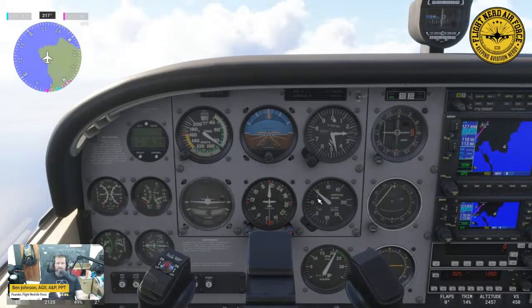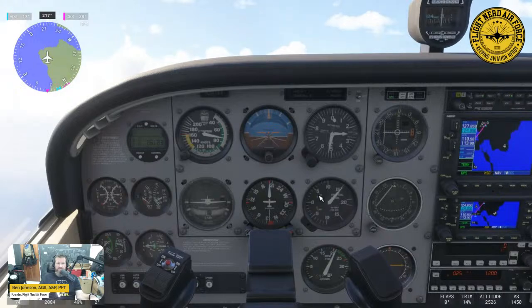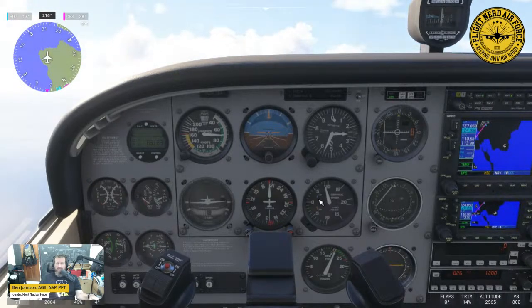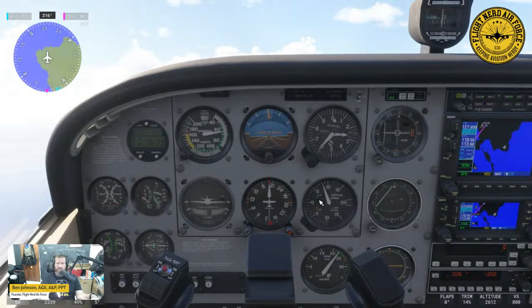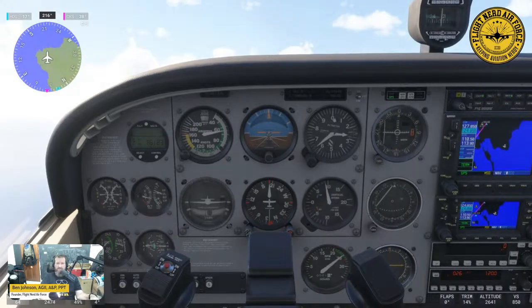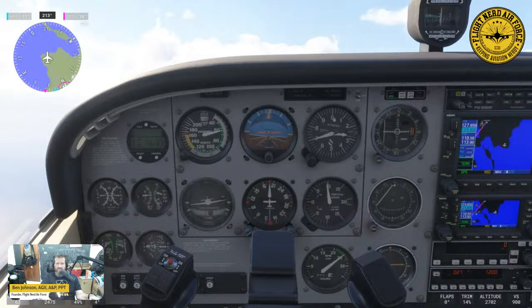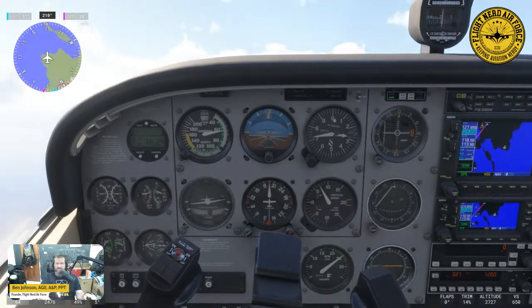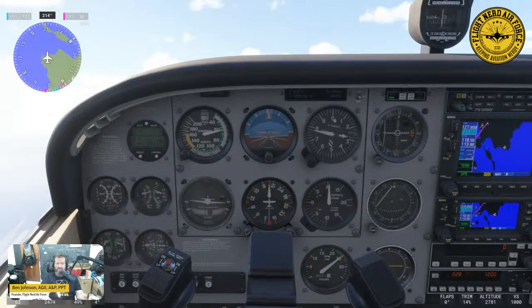I think I can do 1,000. Oh, 1,500 feet a minute. That's not going to be good for our airspeed. 1,000 feet per minute. Can we do it? We're going to full power. 1,000 feet a minute. Can we do it and maintain it? It's one or the other. Can we do it? There we go. 1,000 feet a minute.